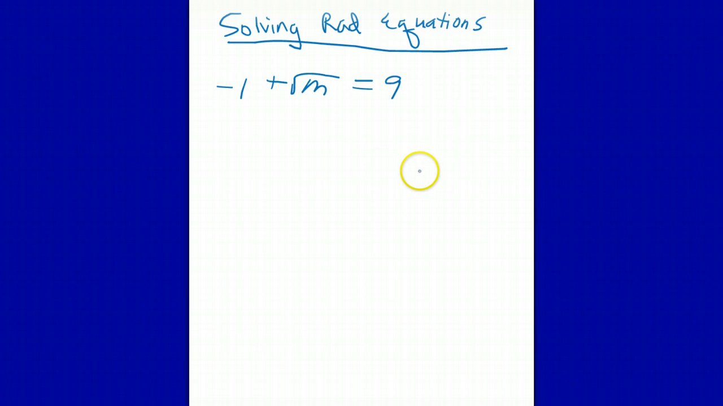Okay, so this is how to solve radical equations. In order for you to solve radical equations, you need to get the square root part here by itself. Another way to do that is to get everything that's not a square root onto the other side of the equation. So we're going to add 1.